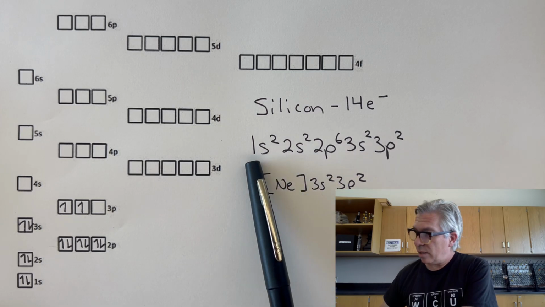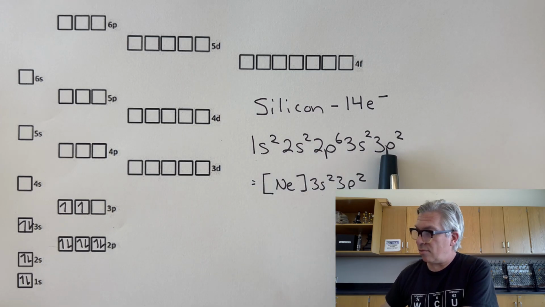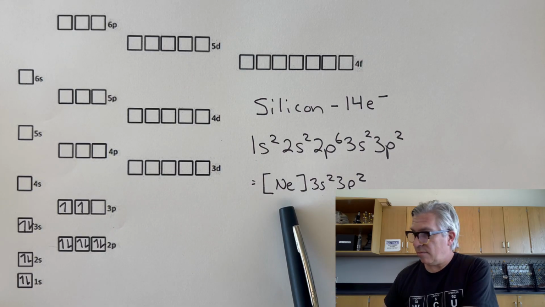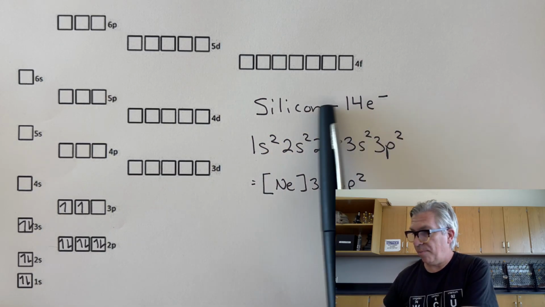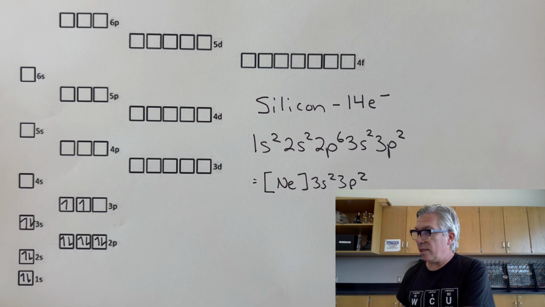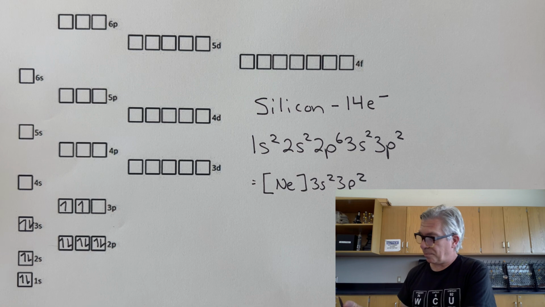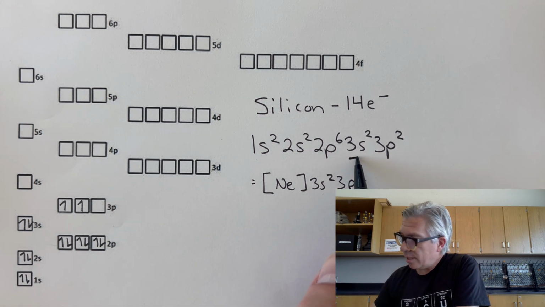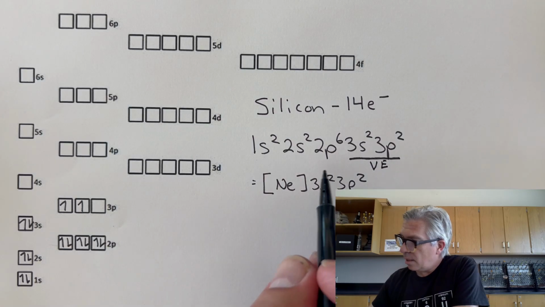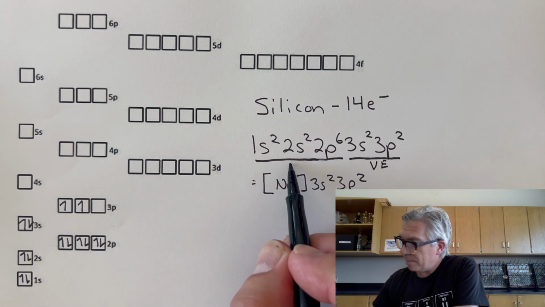Writing that out, I get 1s2, 2s2, 2p6, 3s2, 3p2. And then we're going to talk about noble gas configurations, on how to shorten this down into the noble gas form. Essentially, what we're going to be doing is taking the valence electrons, which are in the outermost s and p, and the core electrons, and separating them.